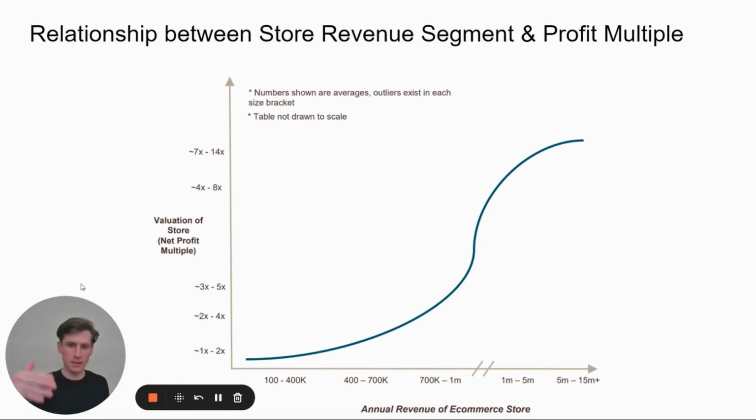Let's say if it's already making millions a year, then that store is generally a less risky asset, again keeping all other variables constant, than a store that's just making 10 or 20K a month. And through that, it's able to demand a higher multiple.